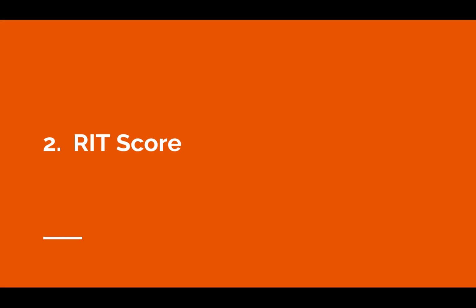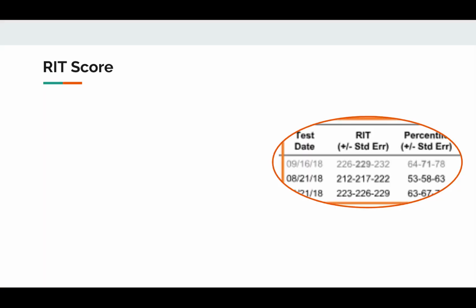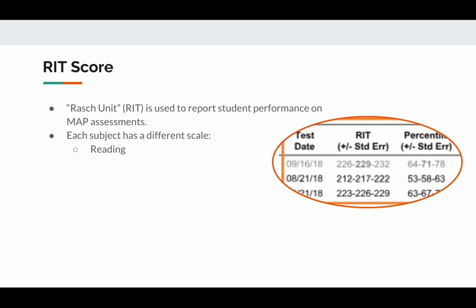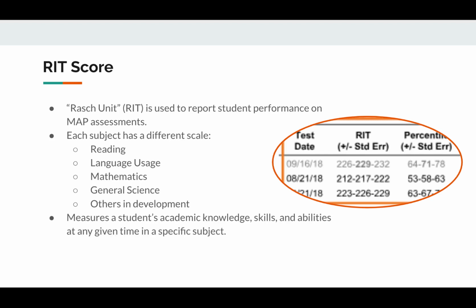Let's move on to RIT score. RIT stands for Rasch unit, a measurement scale used to report student performance on MAP growth assessments. There are several RIT scales, one each for reading, language usage, mathematics, and general science, plus a few scales that are under development. The RIT score measures a student's academic knowledge, skills, and abilities and is used to track growth over time.